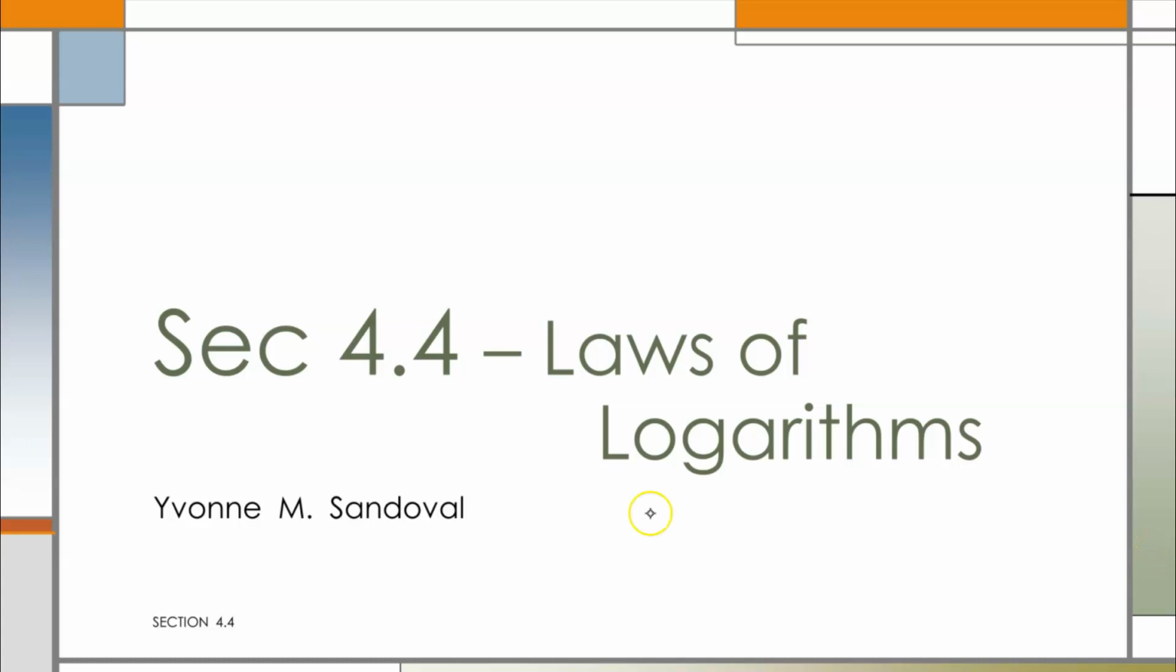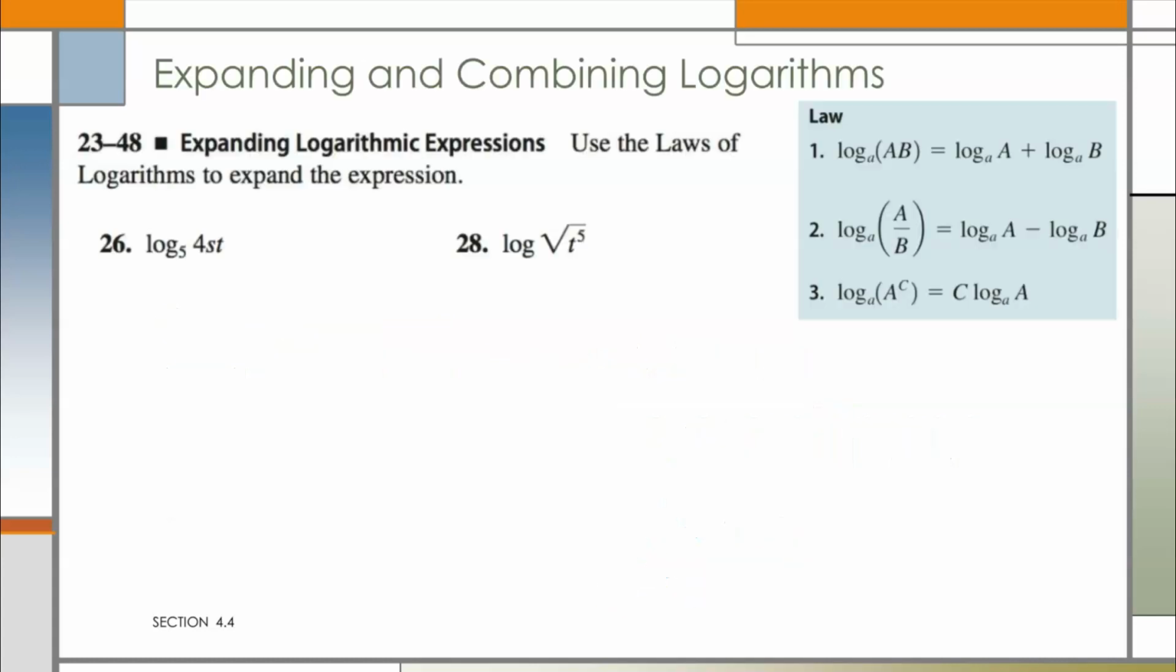Section 4.4, Laws of Logarithms, Part 2. We have three laws that we can use with logarithms. We can use the laws from left to right, but we could also use the laws from right to left. If we use the laws from left to right, multiplication gets separated out with addition. Notice that we keep log A. If we have division, we can separate out with subtraction. If we have an exponent, that exponent can be written out front of the logarithm.